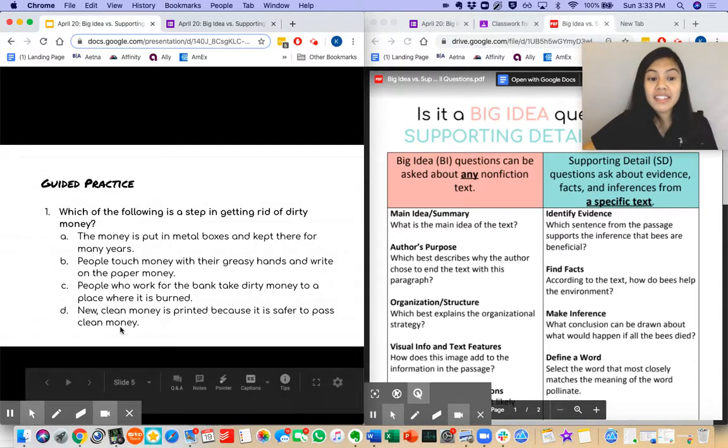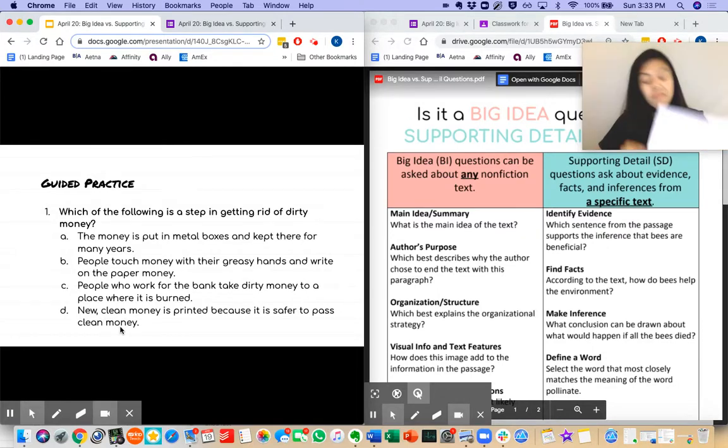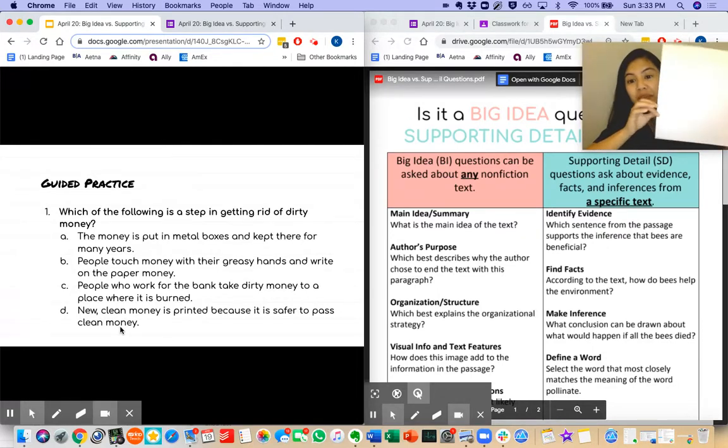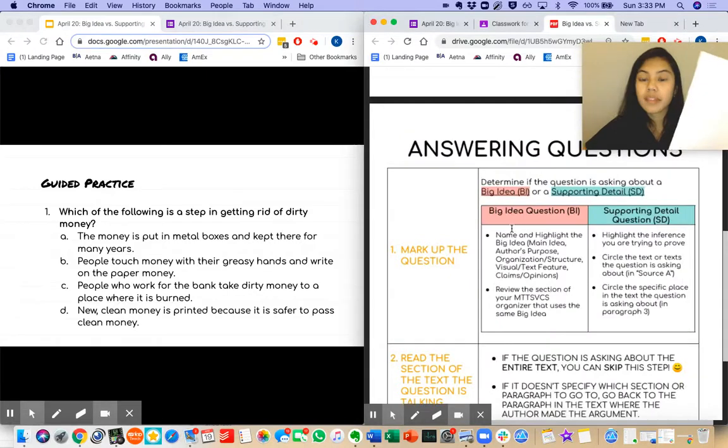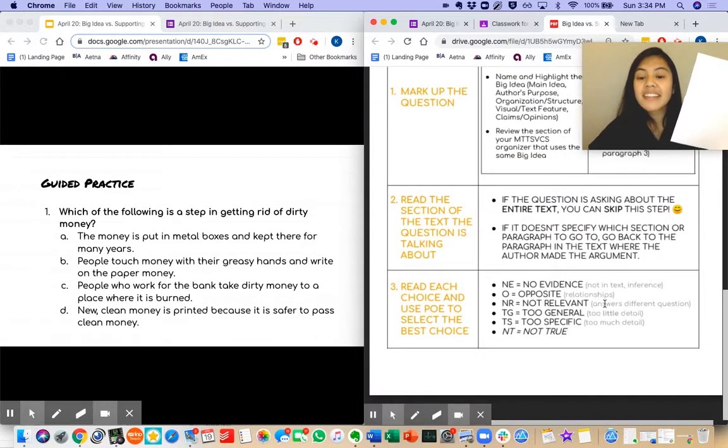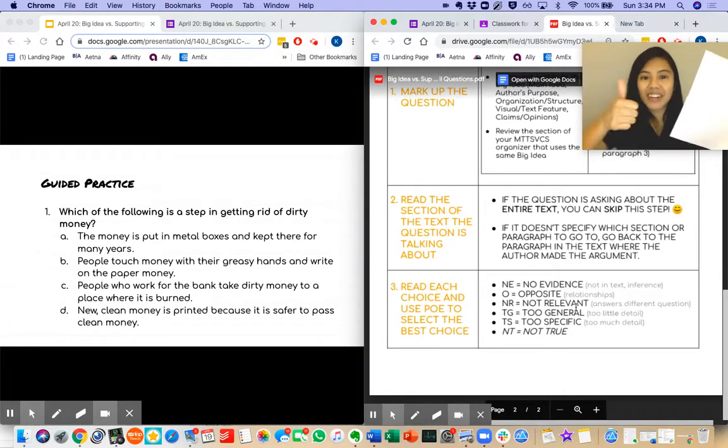Ooh, friends, first of all, it looks like this is a multiple choice question. So make sure that you have your blank piece of paper and a pencil ready to work on our PO codes. I have my resource for answering questions. And if I need a reminder for my PO codes, they're on the bottom here as well.